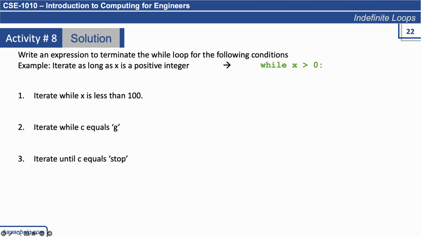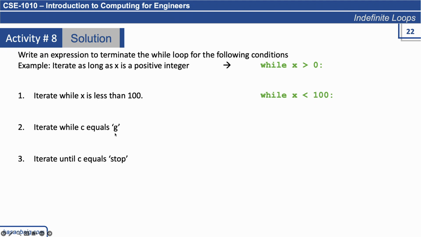Okay, so maybe we can discuss the solution. We have 2 more activities ahead that may take a little longer, but let's discuss this quickly. So what would be the output for the first one? Iterate while x is less than 100. Simple, x is less than 100. So this is the simple thing.